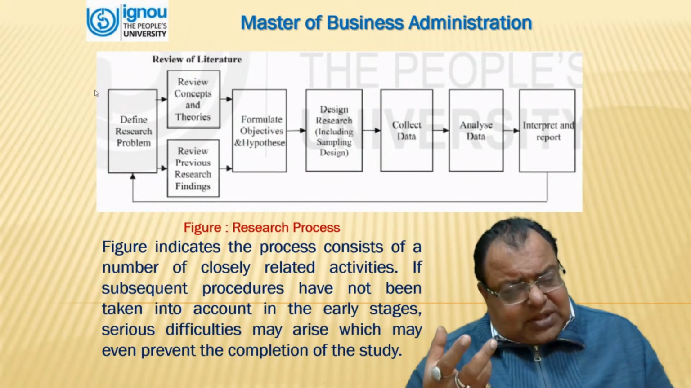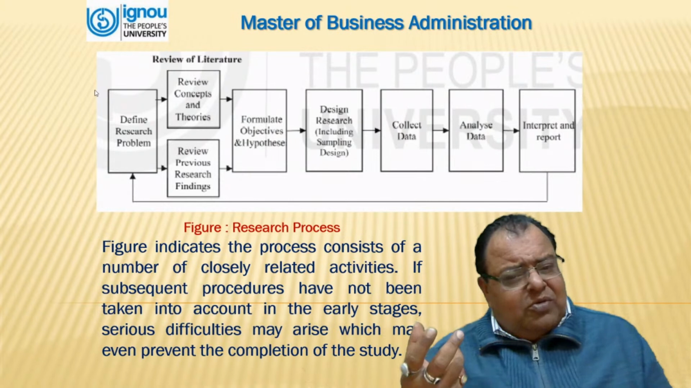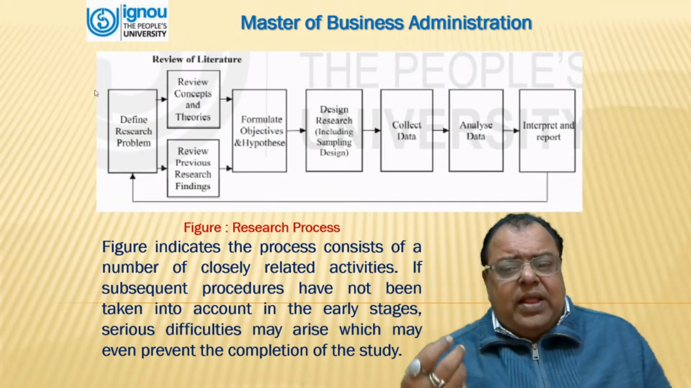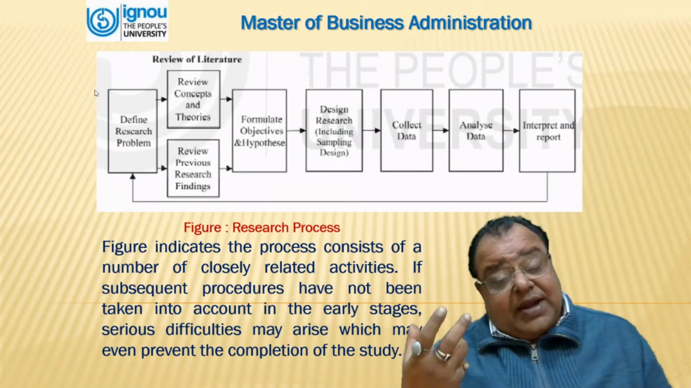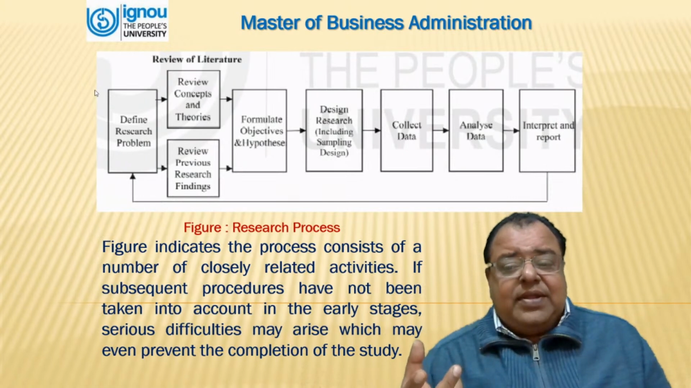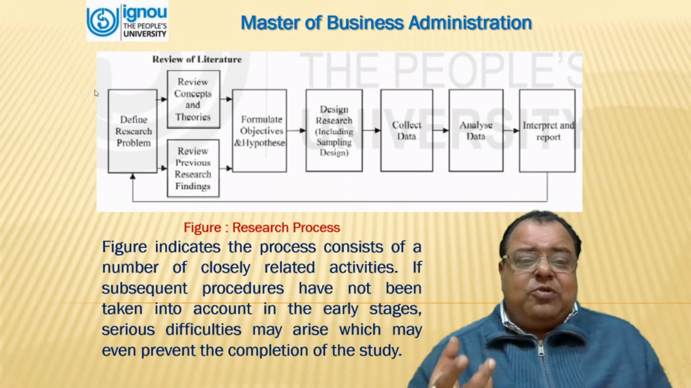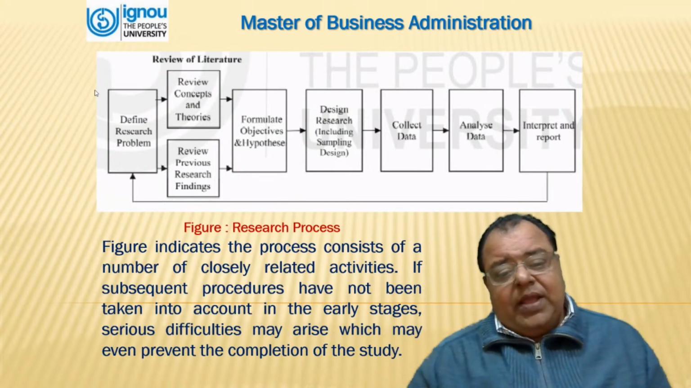When step 3 has been completed, then we have to think about the research design, which includes sampling design. When sampling design has been thought through, data collection comes next, and after that, data analysis has to be done. And once the data has been analyzed, then a conclusion has to be drawn and reported. That is, a report has to be written, which is what we call report writing.